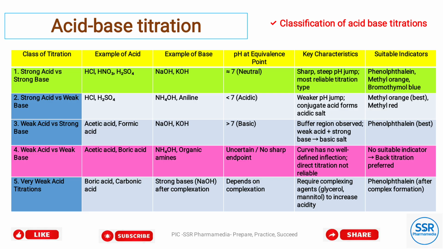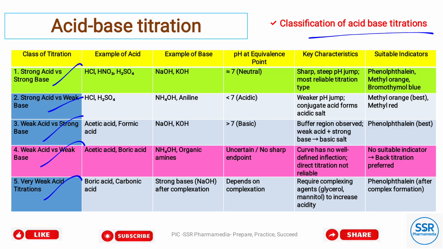So, in the classification of acid-base titrations, acid-base titrations are classified into several types. First, strong acid versus strong base, strong acid versus weak base, weak acid versus strong base, weak acid versus weak base, and very weak acid titrations.